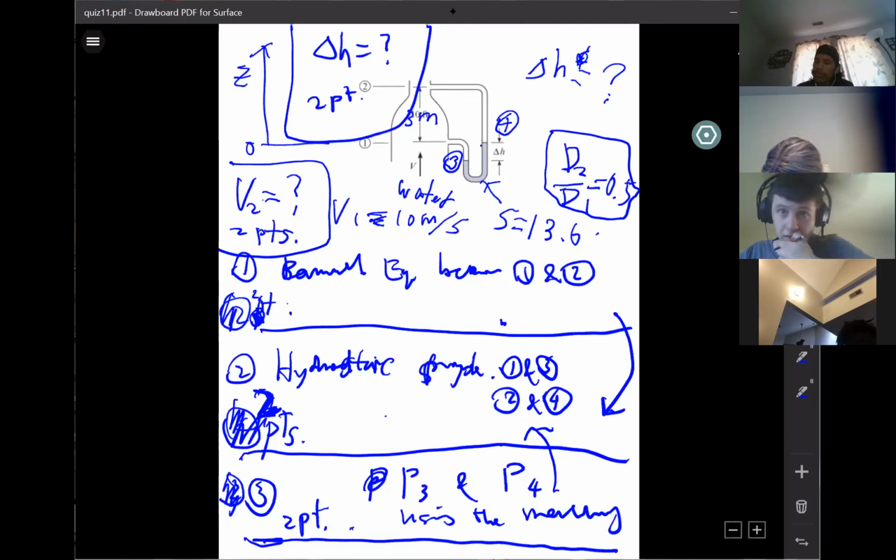After you calculate V2, as the 4th step, substitute V2 into the third equation. You should have everything in there, and you can calculate delta H. And the fluid is water, so the gamma you're supposed to know is 9800, in the SI system.